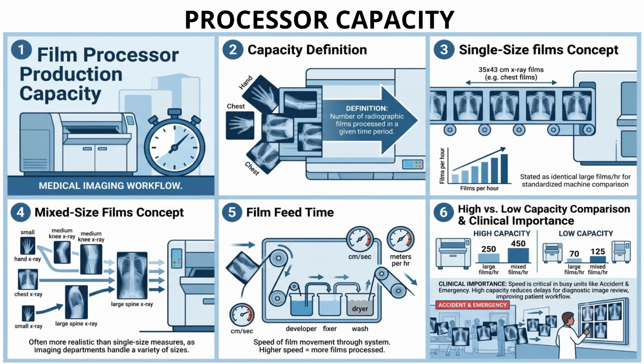For example, a high-capacity processor operating on a 90-second cycle can handle about 250 films of 35 by 43 centimeters per hour, or around 450 mixed-size films. In contrast, a low-capacity processor may handle about 70 standard films per hour, or about 125 mixed-size films. Understanding processor capacity is essential when selecting a machine that matches workload demands and ensures efficiency in clinical practice.